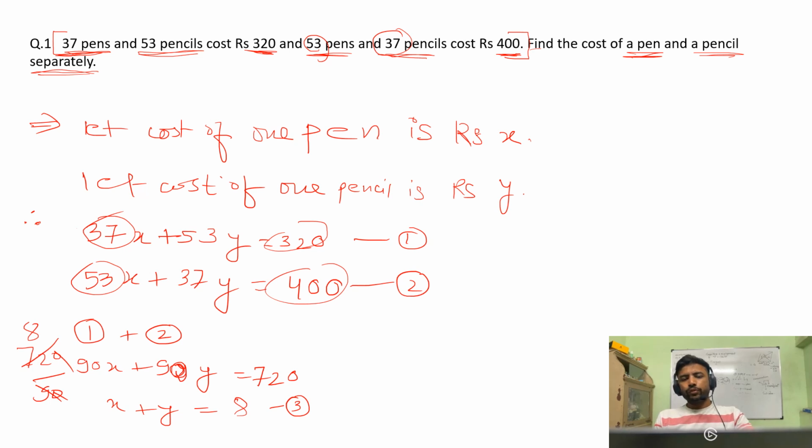Then again, what we will do, we will subtract 2 from 1. So what will happen, 53 minus 37.